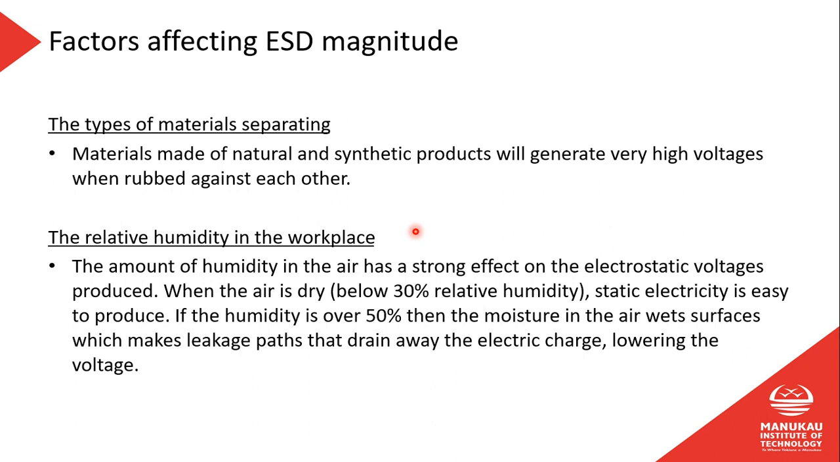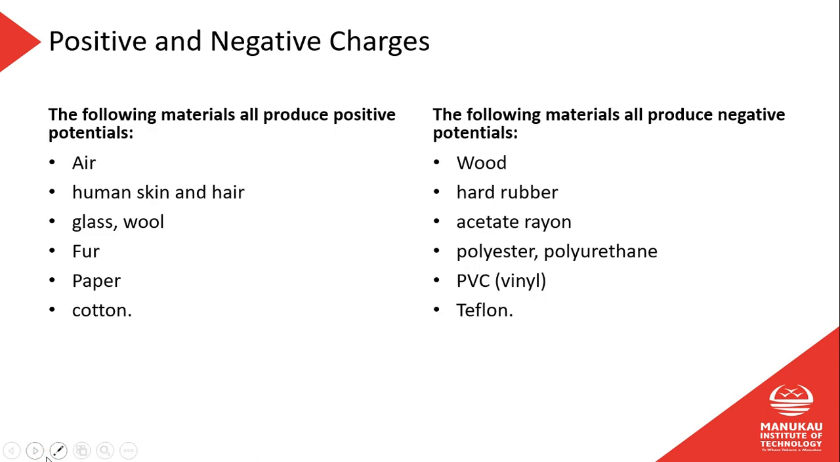So essentially what we're saying is that the moisture in the air and moisture on surfaces will create a circuit path for our static to bleed to earth, to be earthed. So the drier the air, then the more ability for static to remain charged on a surface.